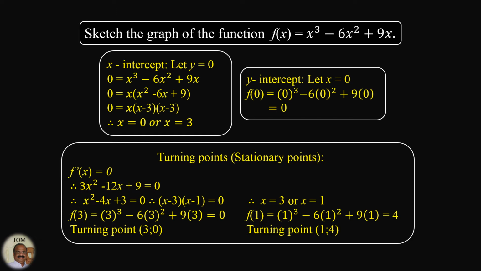Then we go for the y coordinates. We substitute the corresponding x values. So x is 3. We simplify on the calculator. You do it on the calculator. We get f of 3 equal to 0. f of 1 is equal to 4. So we have two turning points now. The first one is (3, 0). Another one is (1, 4). So those are the turning points.